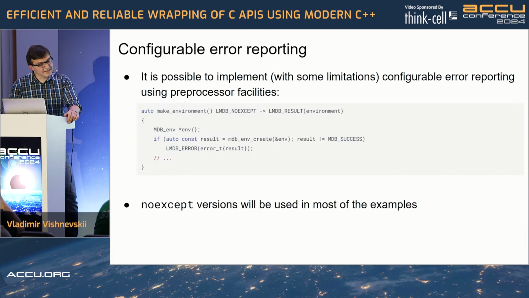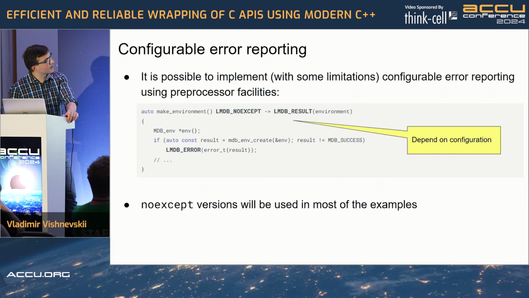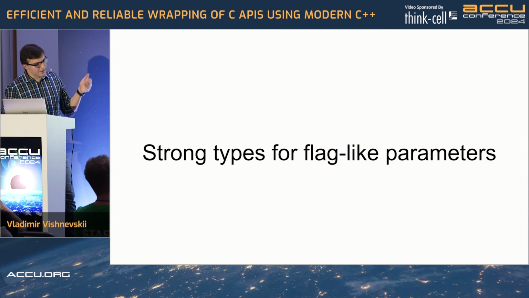Using preprocessor facilities, it is possible to have some form of configurable error reporting. It solves some of the issues of compatibility with various standards, but it becomes a bit tricky, honestly speaking. Okay, so, continuing our topic with the error codes and strong types that we use.